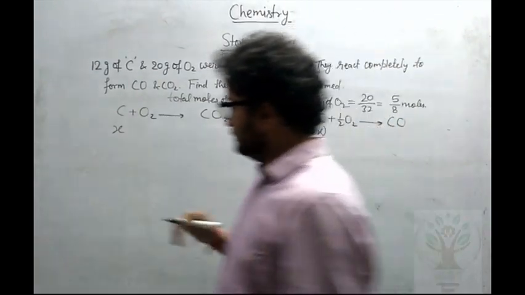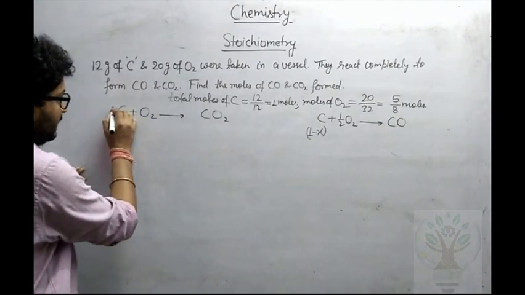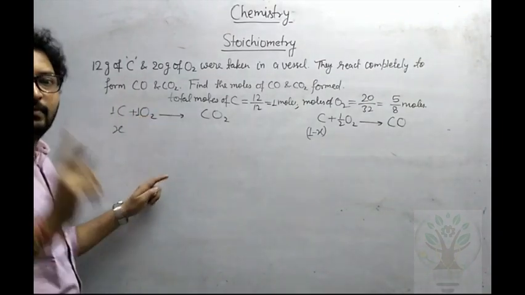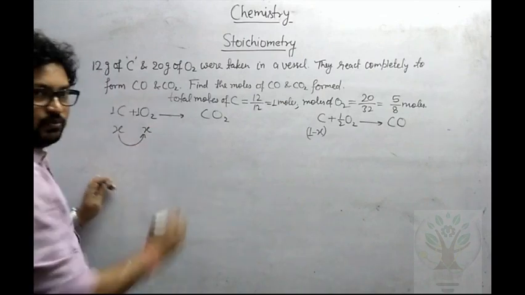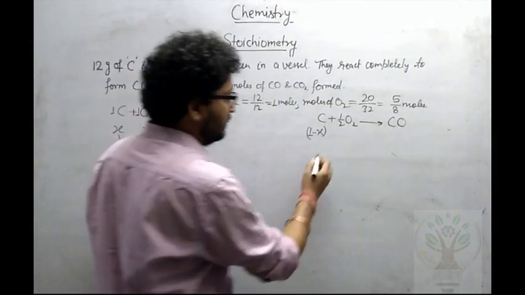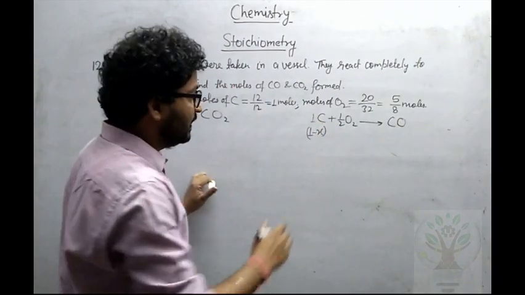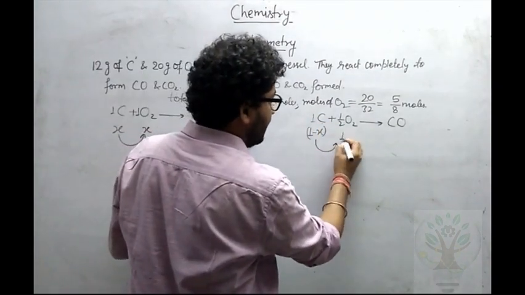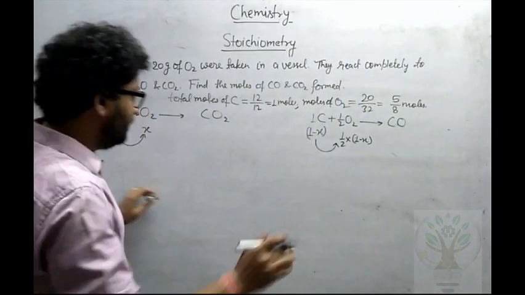Okay. Now, since X moles of carbon are reacting here and I can see 1 mole of carbon reacts with 1 mole of O2. So X mole will react with how many moles of O2? X moles. Okay. Let's see here. 1 mole of carbon reacts with half mole of O2. So 1 minus X will react with half into 1 minus X mole of O2.